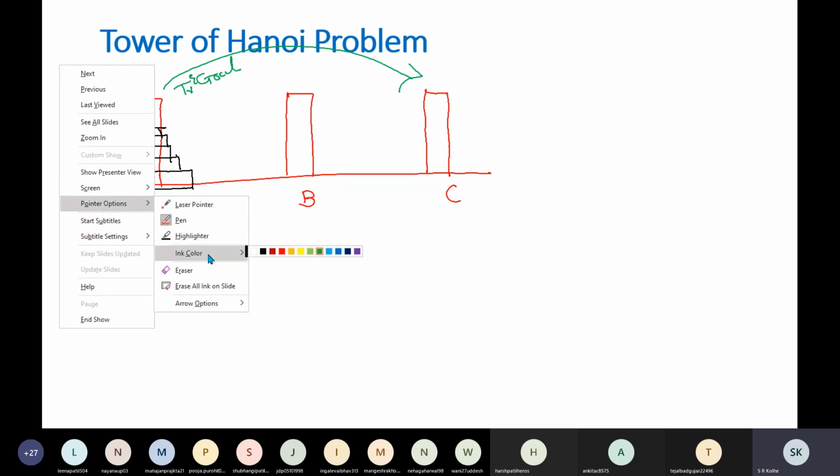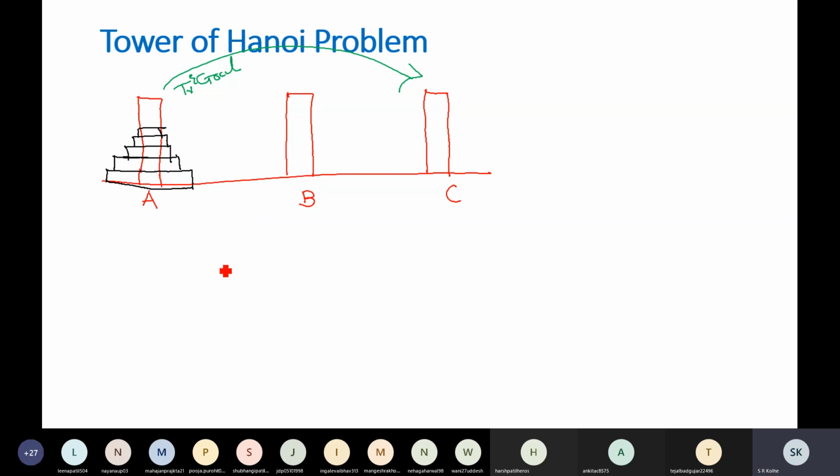How to do this? So there are two constraints. One is one disk at a time, and second is a larger disk can never sit on a smaller disk.